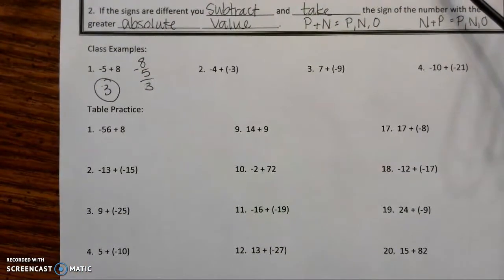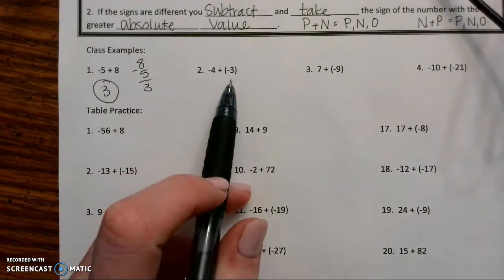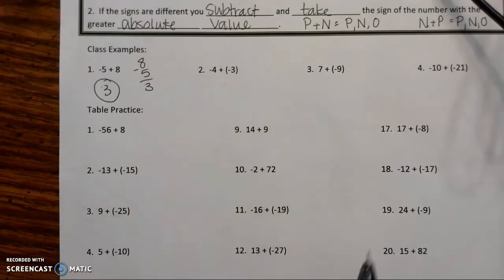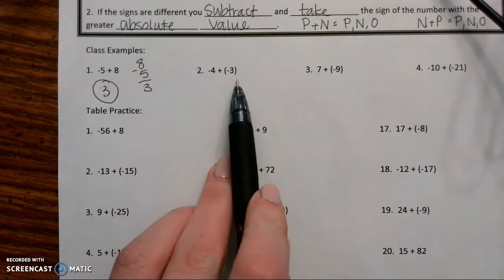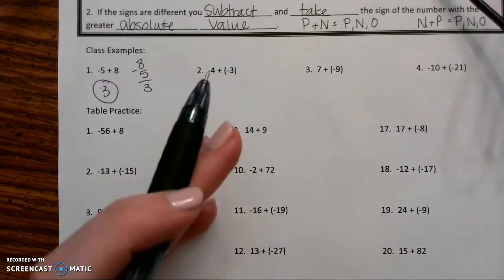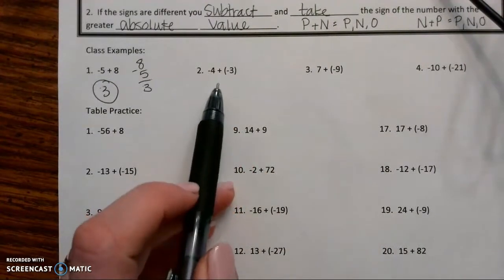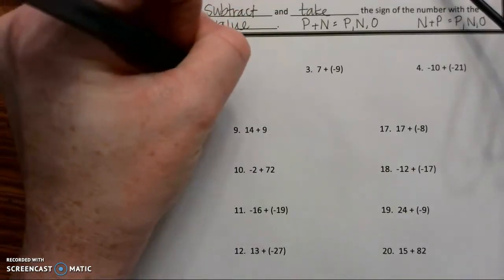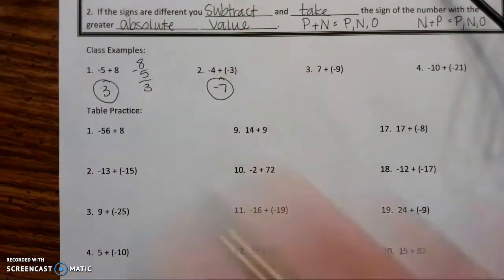For number 2, we have two numbers that have the same sign, so negative 4 plus negative 3. A negative plus a negative equals a negative. So we're just going to add them together and we would get an answer of negative 7.